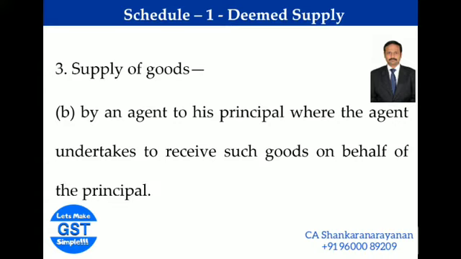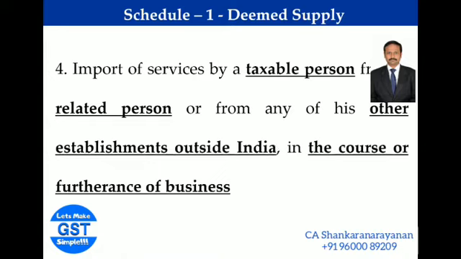Para 3. So now you can see para 1 was dealing with goods. Para 3 is also dealing only with goods. Para 2 was dealing with goods and services. Now to take it further, we move to para 4, which is the amended provision as of today, which talks about import of services by a taxable person. Earlier, this word was not there. It has been inserted only after the 1st February 2019 amendment. Import of services by a taxable person from a related person or from any of his other establishments outside India in the course or furtherance of business.